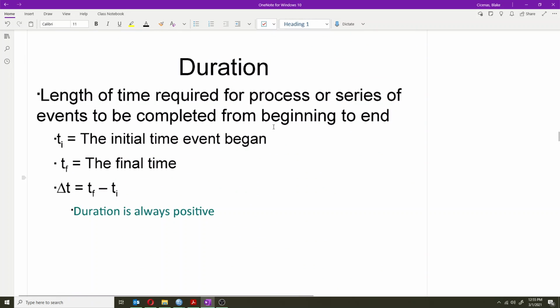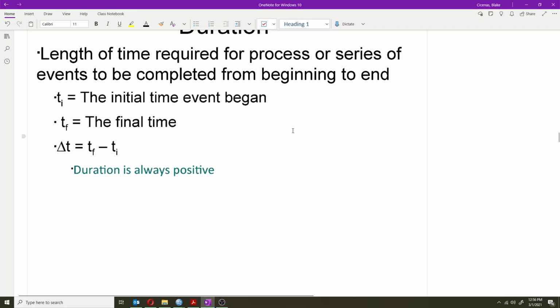And finally, I said finally last time, but I kind of jumped the gun, I suppose. Duration, that's the length of time required for a process or series of events to be completed from beginning to end. We use T for time, so TF and TI. Duration is always going to be positive, much like distance. But time itself could be negative, much like displacement. So you can kind of keep those two together. It should work out pretty well.